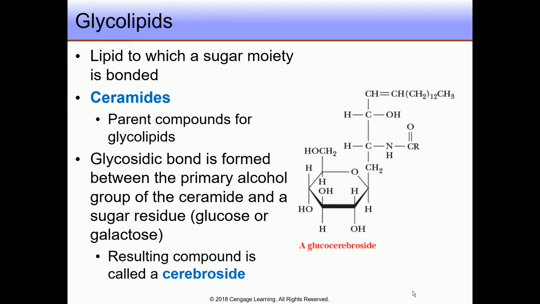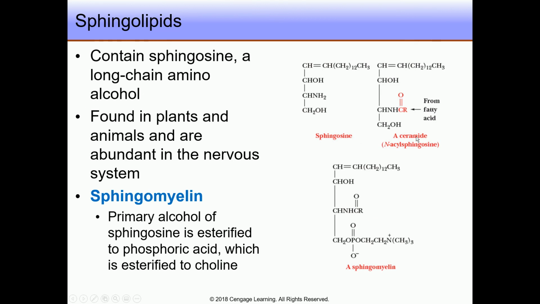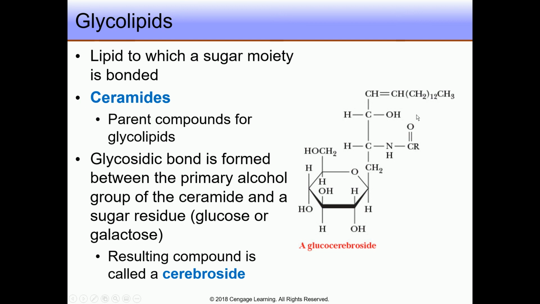Now the next category of lipids is called glycolipids. What are glycolipids? Glycolipids are those lipids to which sugars are attached. Ceramide, which we just saw, is basically a sphingosine with a fatty acid attached at the amino group, and this forms the parent compound for the glycolipids.